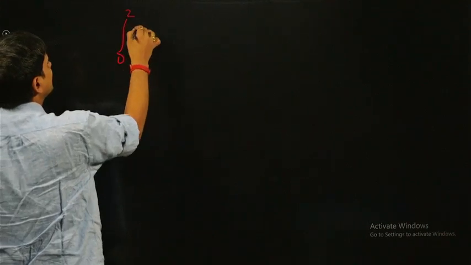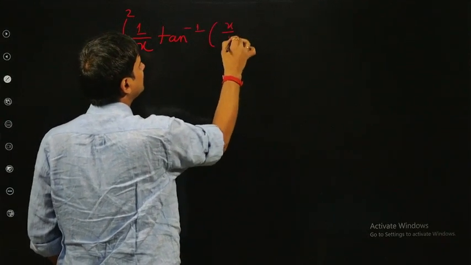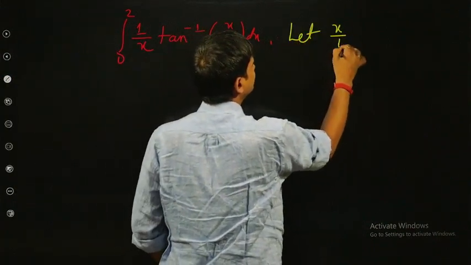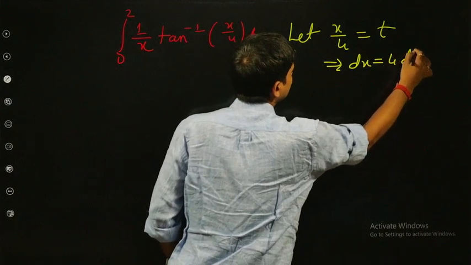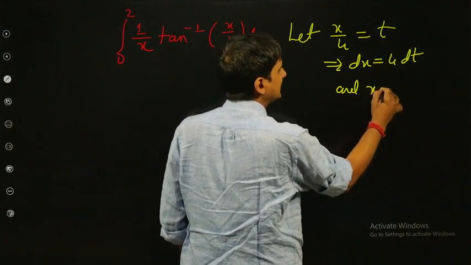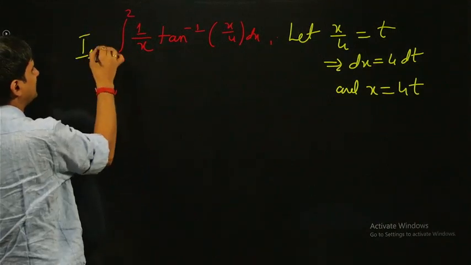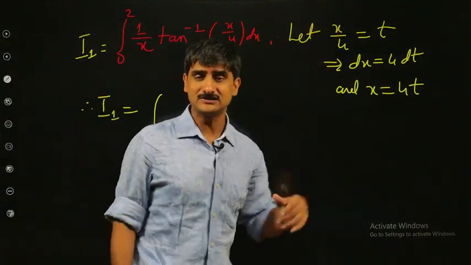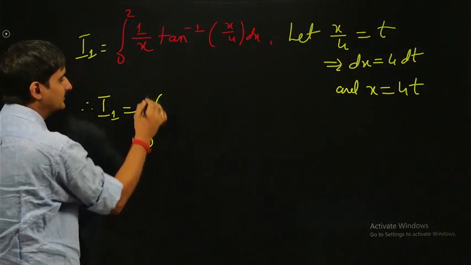So I continue with 0 to 2, 1 by x into tan inverse of x by 4 with respect to x. Here let x by 4 be t. So dx is 4 times dt, and x is 4 times t. If I call this I1, when x is 0, the value of t is 0, but when x is 2, t will be 2 by 4, which is half. So that changes the limit though.